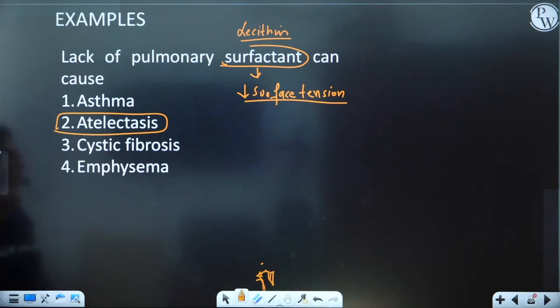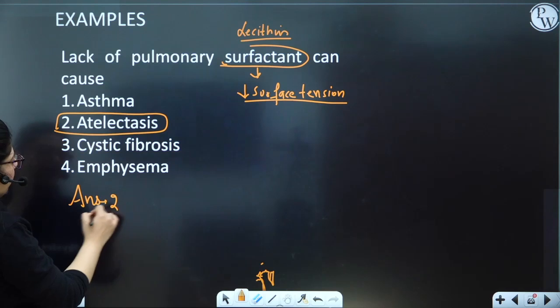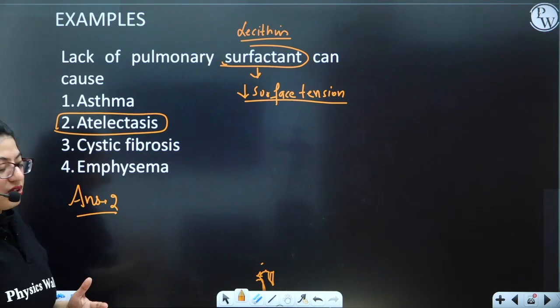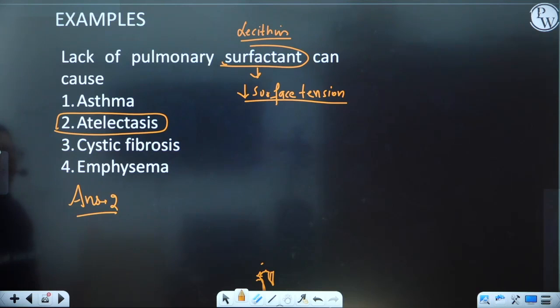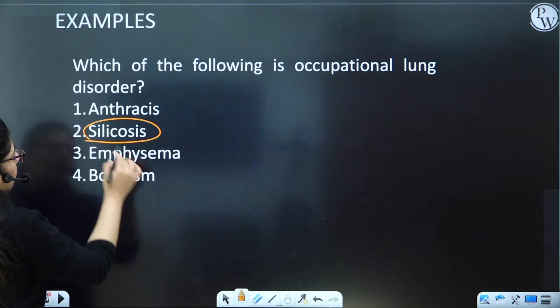Cystic fibrosis is a genetic disorder. You will study it in botany. Emphysema and asthma you have done. So answer is 2. The other reason for atelectasis is a decrease in lecithin concentration. Next. Which of the following is an occupational lung disorder? Very simple, silicosis. Answer 2.